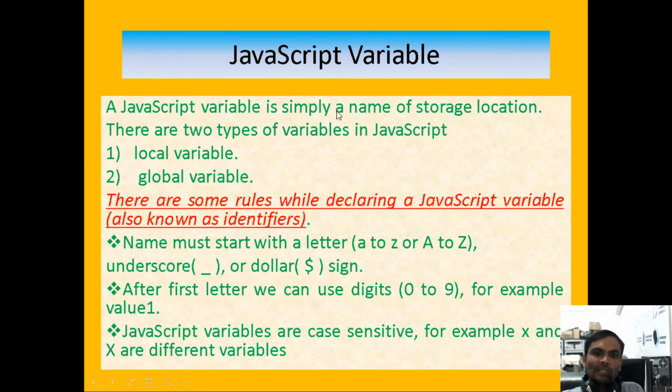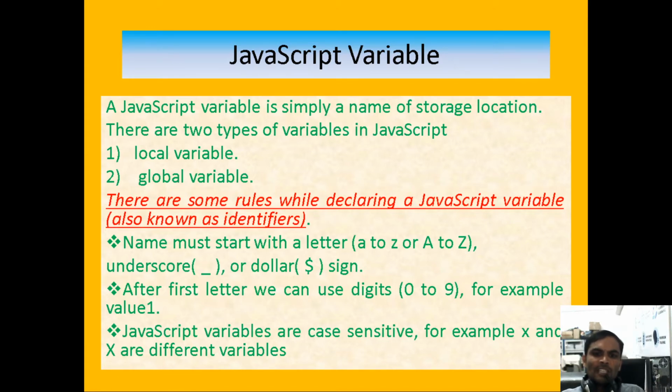A JavaScript variable is simply a name for a storage location. Similar to C programming, the same thing is here also. It will store the location. Two types of variables are there: local variables and global variables.